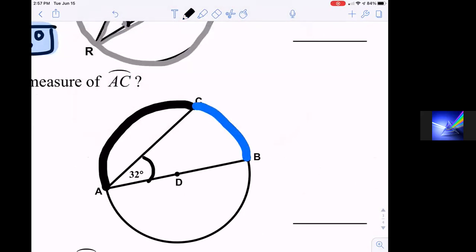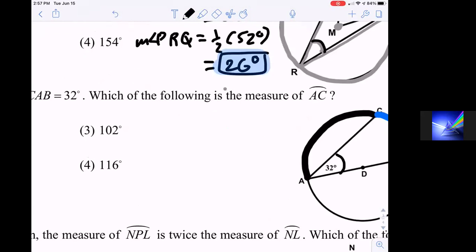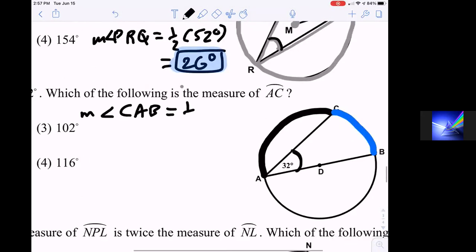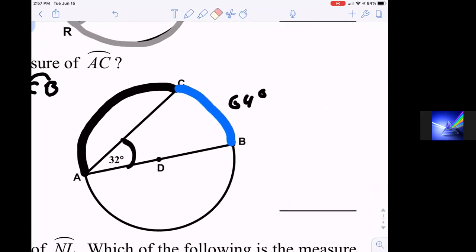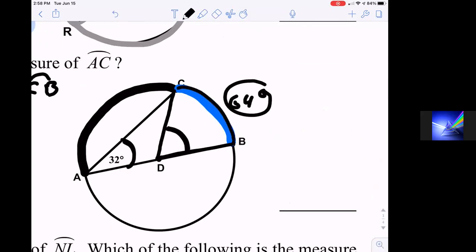And here's how we know it. The inscribed angle, the measure of angle CAB, which is that angle right there, is half of the measure of the arc that it intercepts, which is arc CB. Which means if that's 32 degrees, then arc CB must be 64 degrees. Now, this is where students kind of have a hard time with this. It's 64 degrees. How can they be two different angles? Remember, it's 64 degrees as measured from a central angle. That is what it's measuring, the same 64-degree angle.